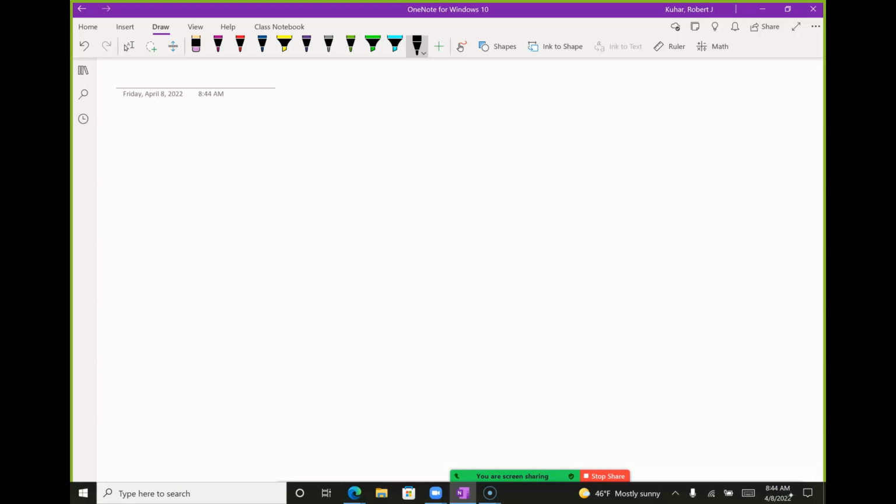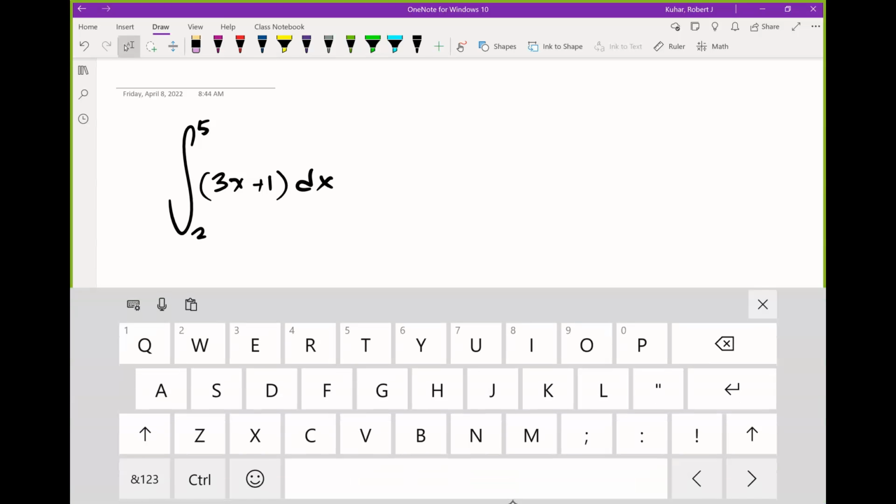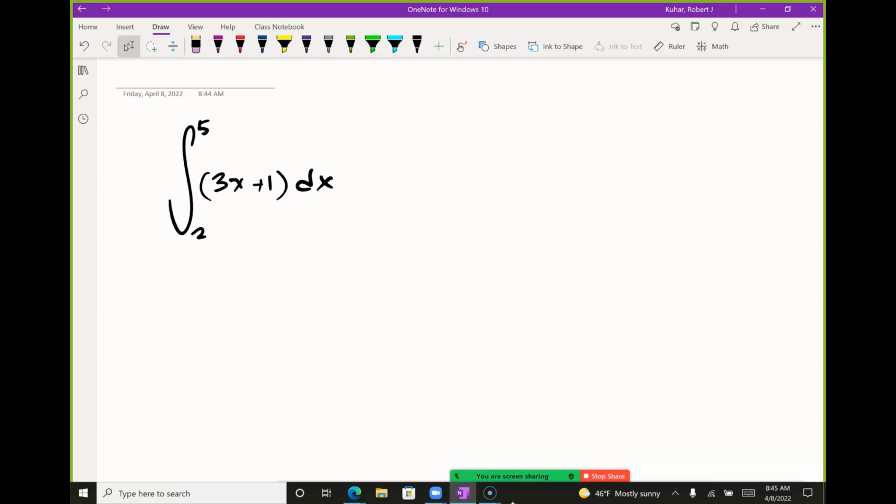So back to this area problem. Let's, for example, take a look at the integral of 3x plus 1 from 2 to 5 dx. I want to draw a picture of this. Notice I have a lower bound and an upper bound all of a sudden. So this is called a definite integral, and this one's going to give me an area.